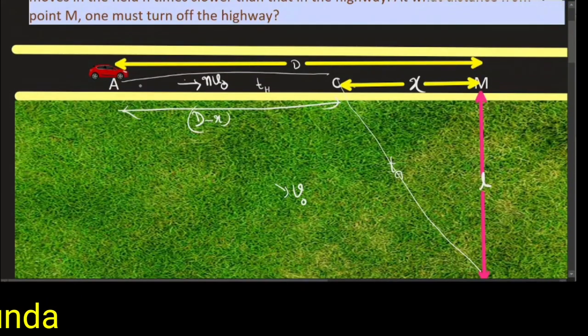So we were unknown about the point where we take the turn, so we took a general value X and wrote the time from here to here, and we minimized the time by the method of calculus and obtained the result.